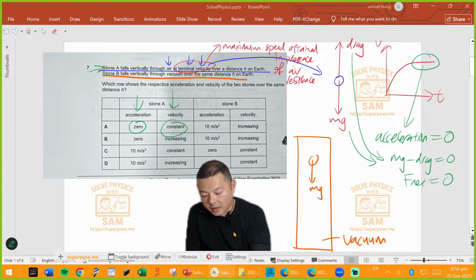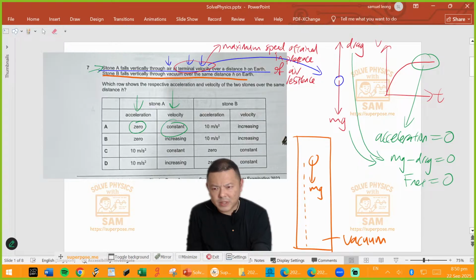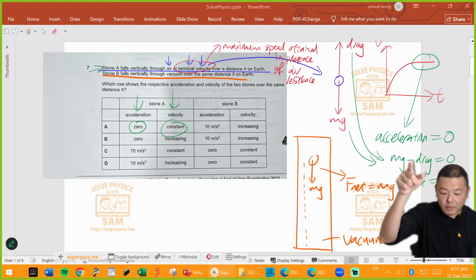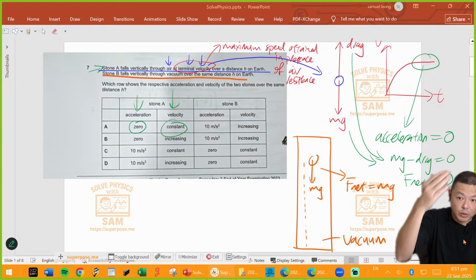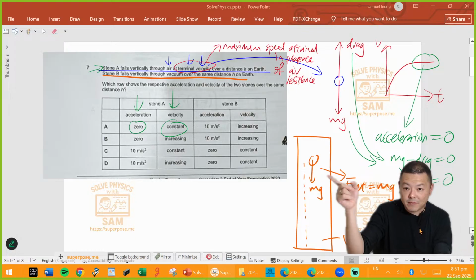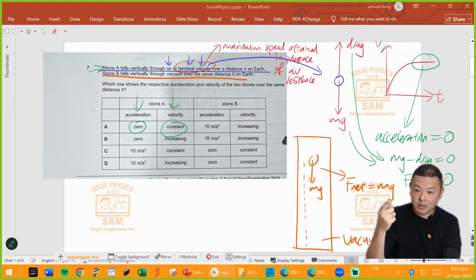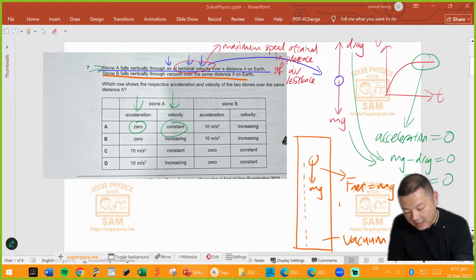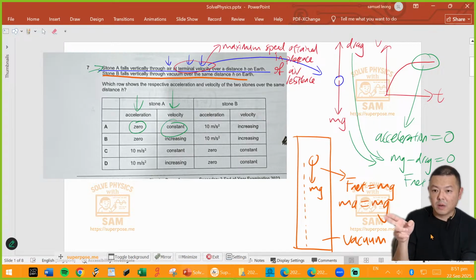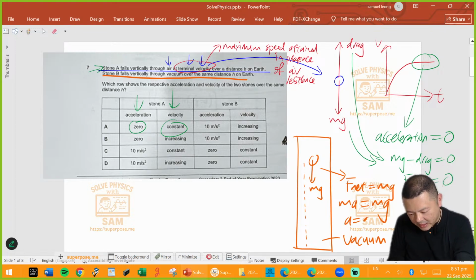Okay, so as it falls, you've got to ask yourself, what's the resultant force for this one? The resultant force F net equals mg. It's not the same as the one with air resistance, where it's mg minus drag, and then F net is 0. But for this one, the resultant force is not 0. It's mg. What does it mean? It means that ma equals mg. It means that the acceleration is g.